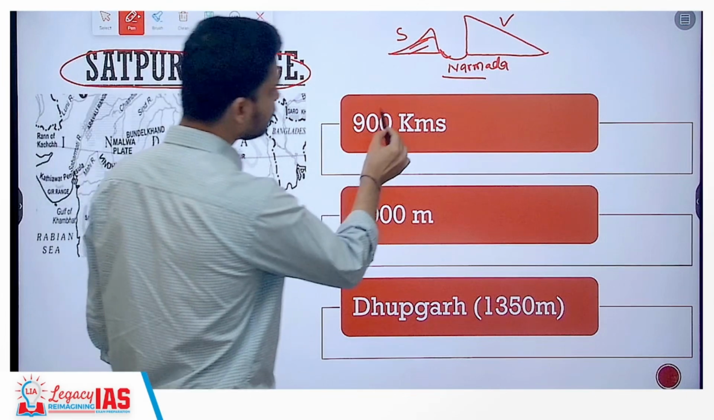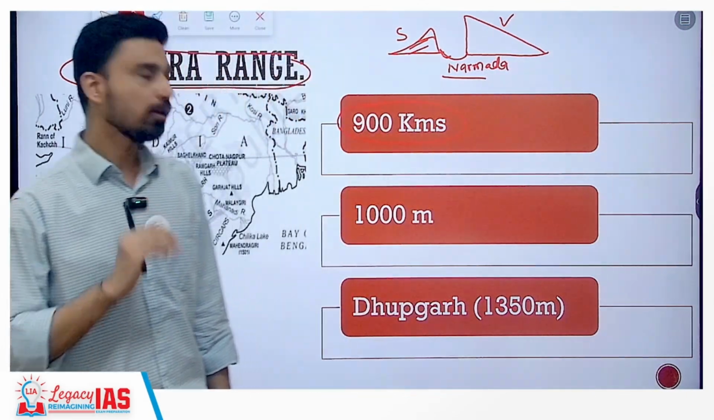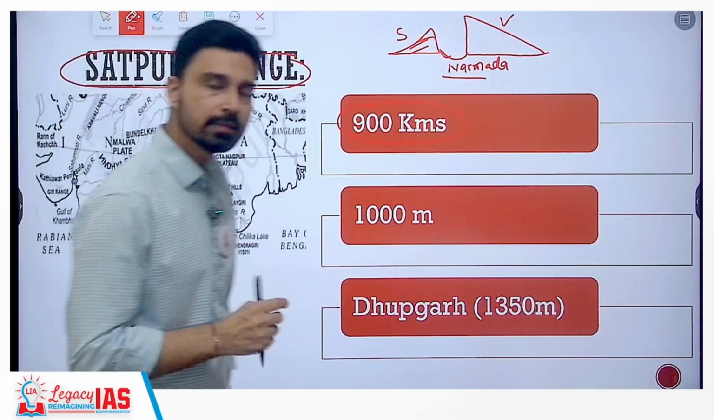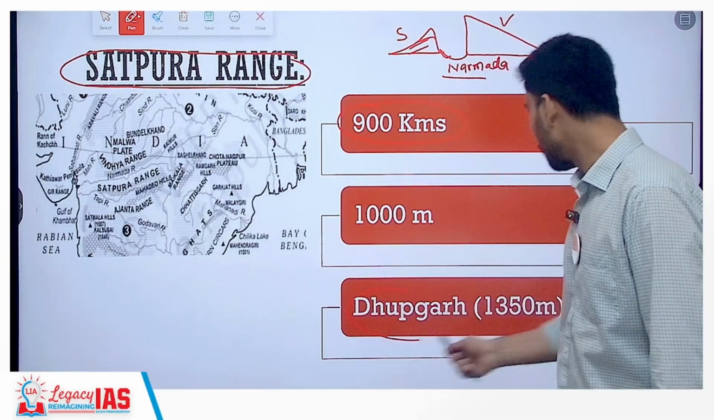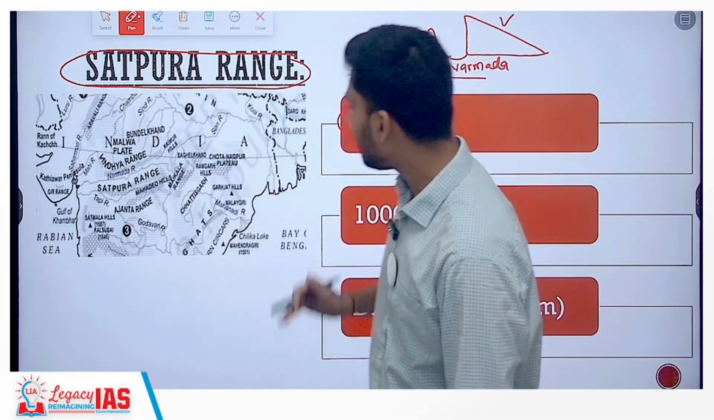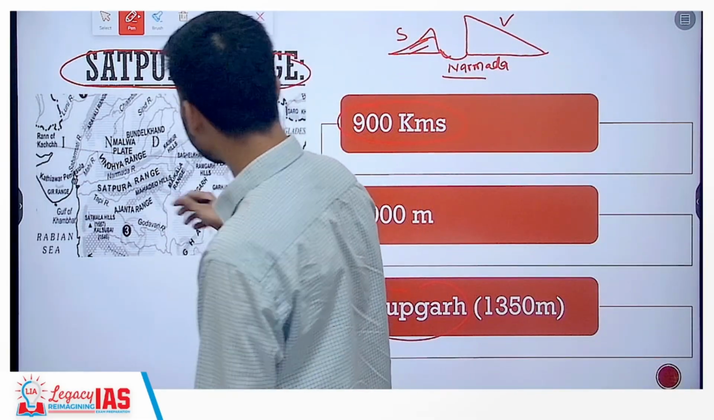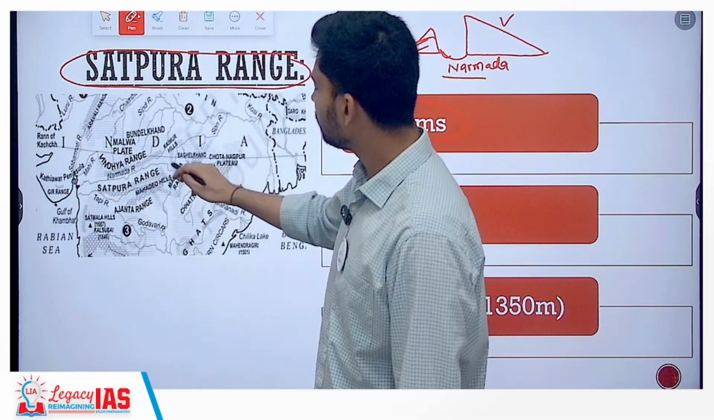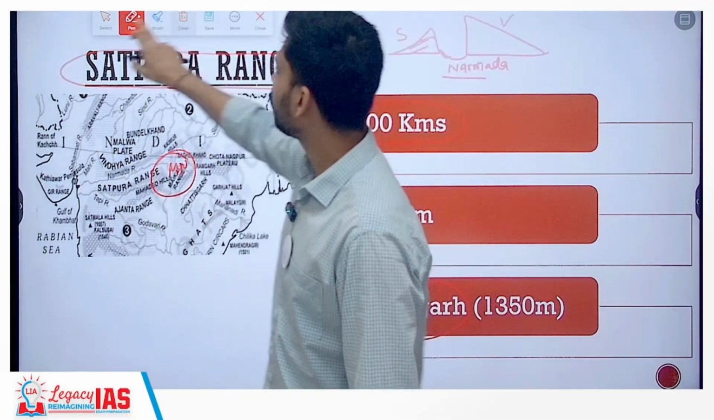900 kilometers is the overall length of Satpura. Average elevation is roughly 1000 meters only, and the tallest peak of the Satpura range is referred to as Dhupgarh. Dhupgarh is situated at roughly 1350 meters elevation. If you look at 1350 meters elevation in the Satpura range in the state of Madhya Pradesh, you will find Dhupgarh, and this is the tallest peak here.